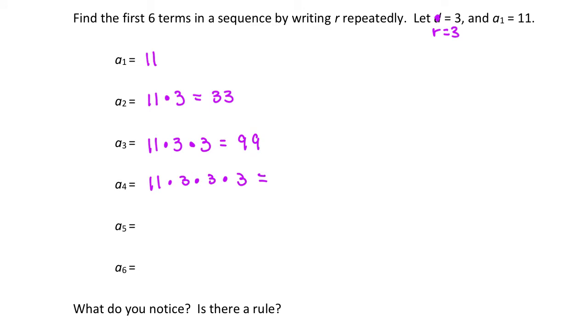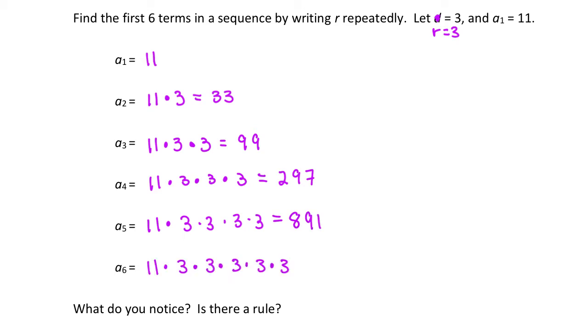For this one, I now have 297 is my 4th term in this sequence. And if I do this one more time, 11 times 3 times 3 times 3 times 3 gives me 891. And if I add one more 3, notice I have 5 3s. We're going to talk about that in just a moment. This time I get a whopping 2,673.